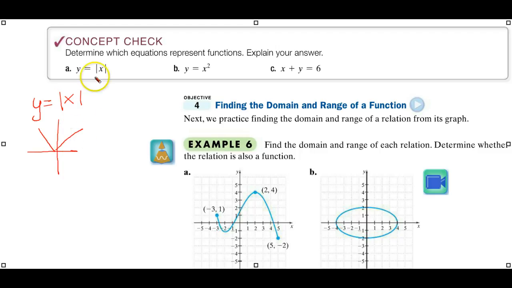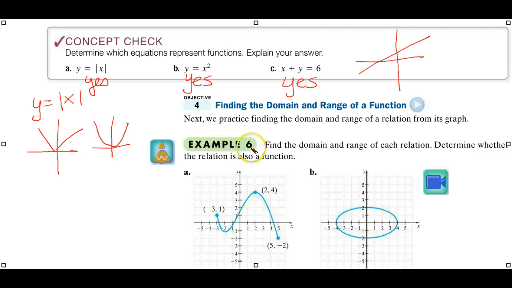Is this a function? Does it pass the vertical line test? Yes. And we said this was the parabola. So this is yes. And this was a straight line. So this is yes.